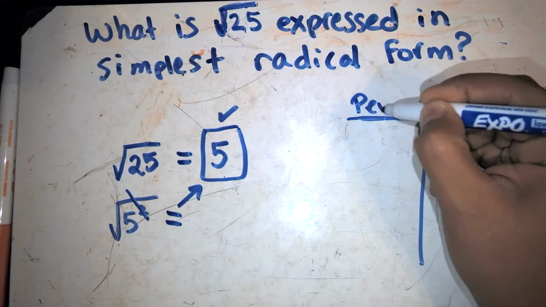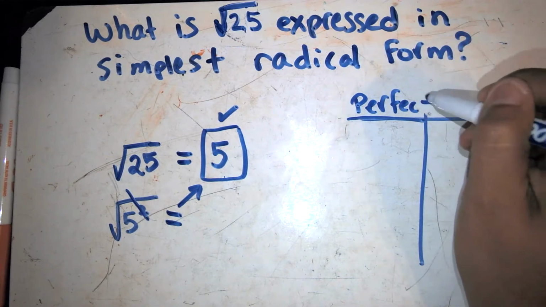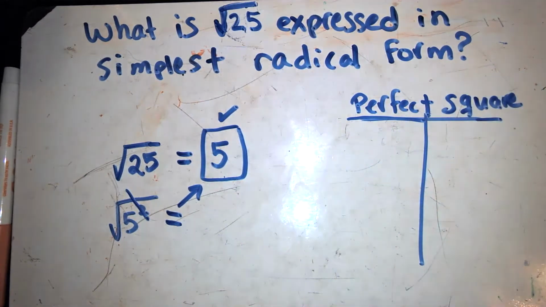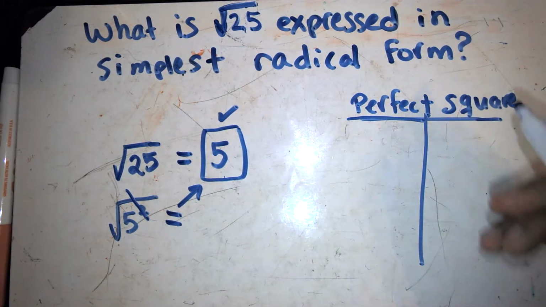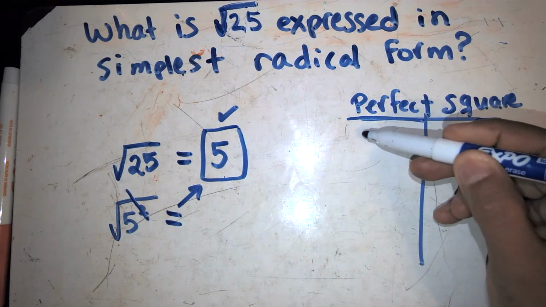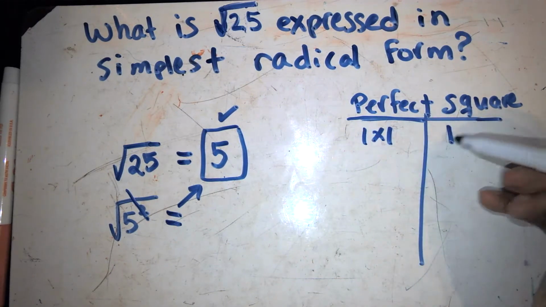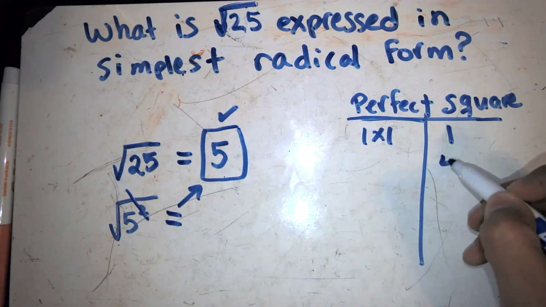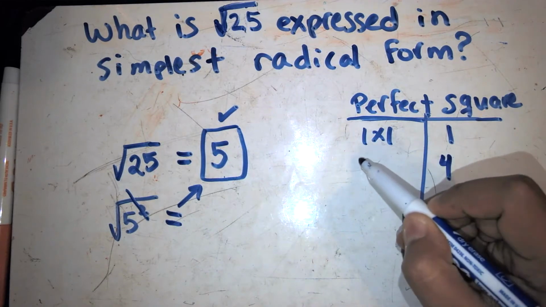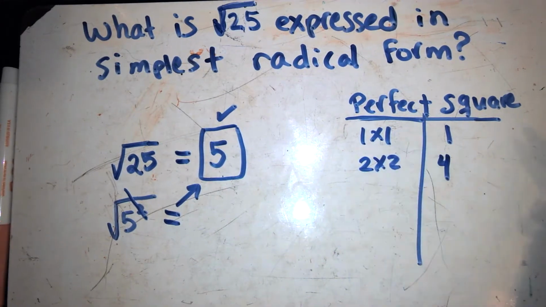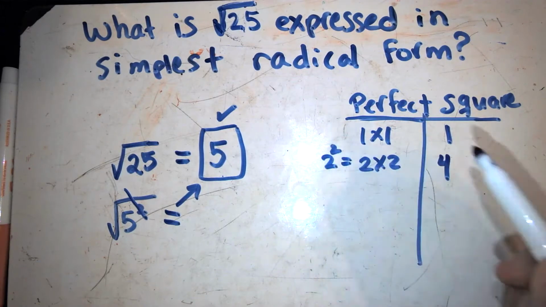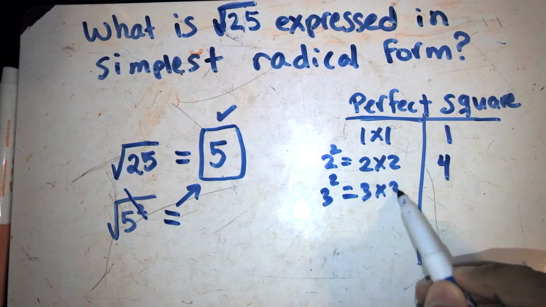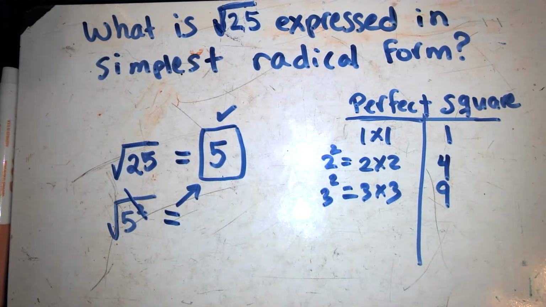25 is not the only perfect square. We can actually make a list of perfect square numbers. 1 is a perfect square because 1 times 1 gives me 1. 4 is a perfect square because 2 times 2 is 4. I can also write it as 2 to the second power. Or 3 to the second power, or 3 times 3. That means 9 is a perfect square.